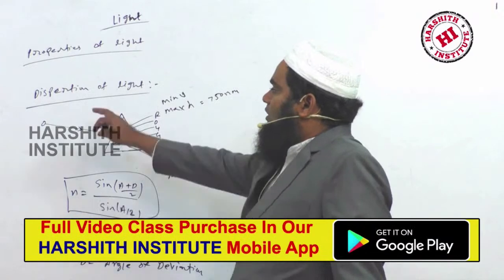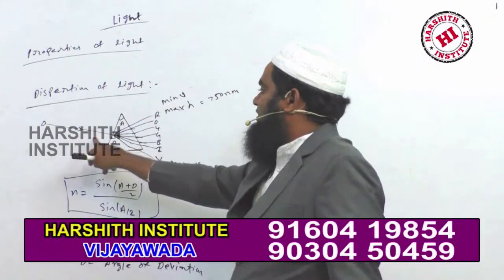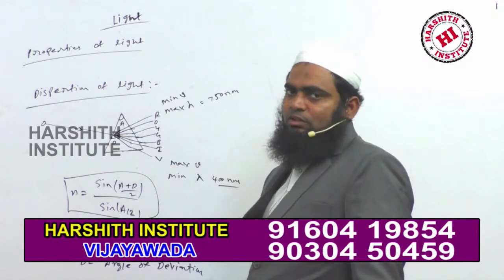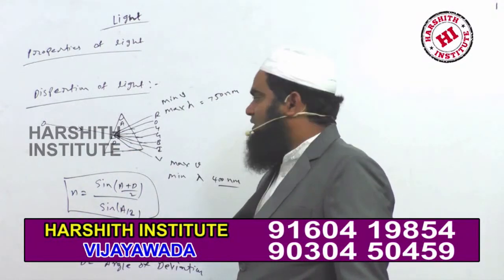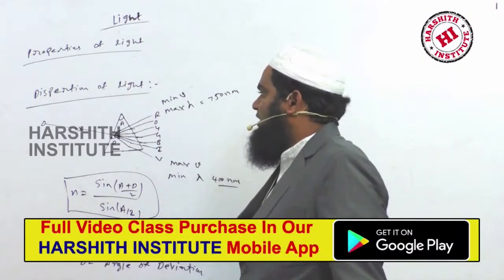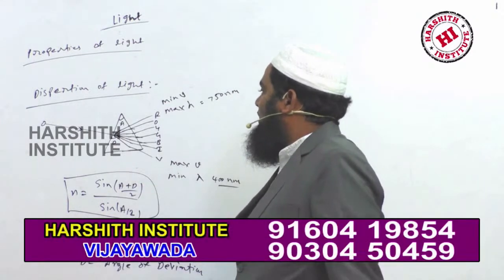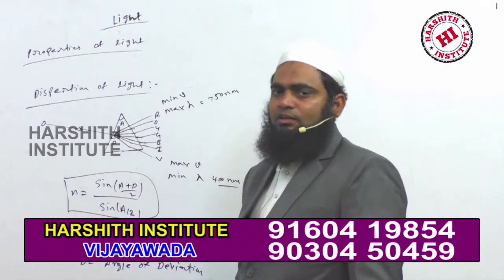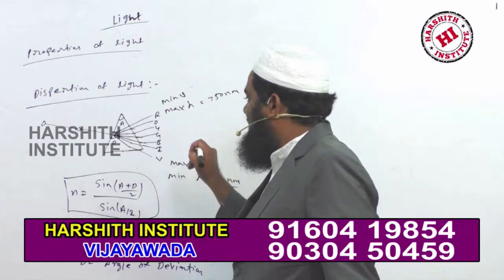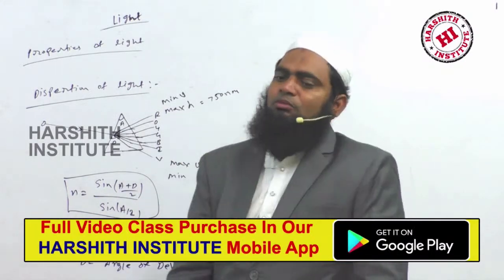Once again, dispersion of light is defined as: when a beam of light is passed through a prism, it will split into 7 colors. So this phenomenon is known as dispersion of light. These 7 colors are VIBGYOR: violet, indigo, blue, green, yellow, orange, red. Now here in these 7 colors, the violet contains maximum frequency, red contains minimum frequency.